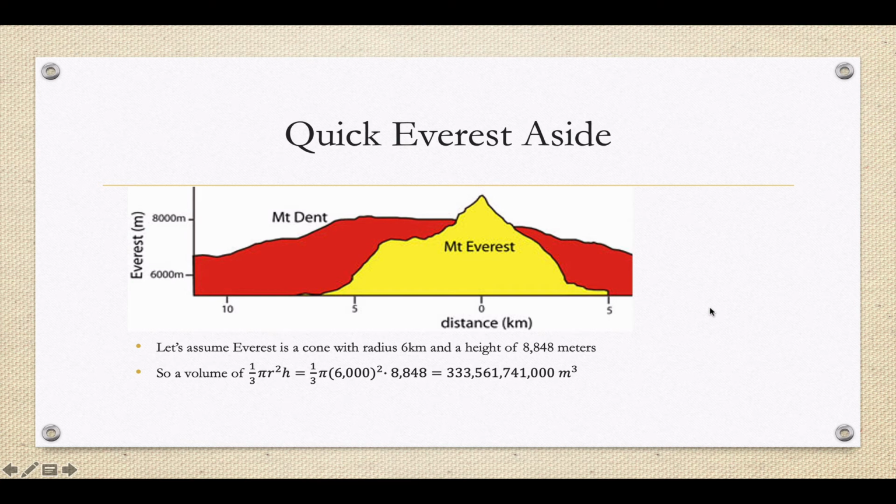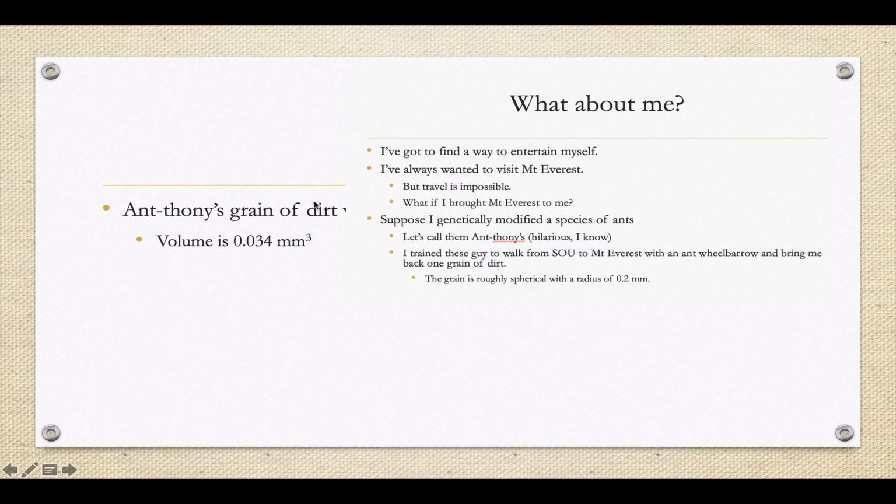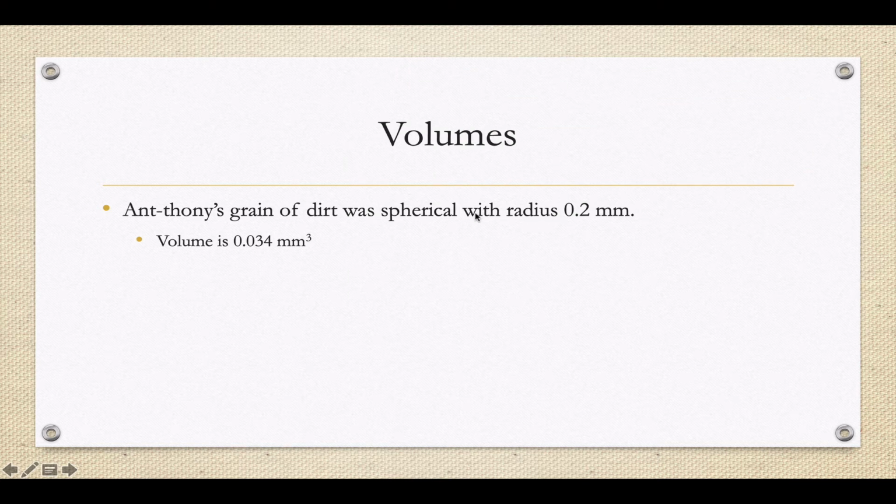If I assume that Mount Everest is a cone with this radius and this height, I can calculate its volume to be this ridiculous number, and I don't really want its volume in cubic meters, so I do a little bit of a conversion to figure out its volume in cubic millimeters. The reason I want that volume in cubic millimeters is, remember that a grain of dirt was spherical with the radius of 0.2 millimeters. And since I know the formula for the volume of a sphere, I can calculate the volume of 1 grain of dirt to be this number.